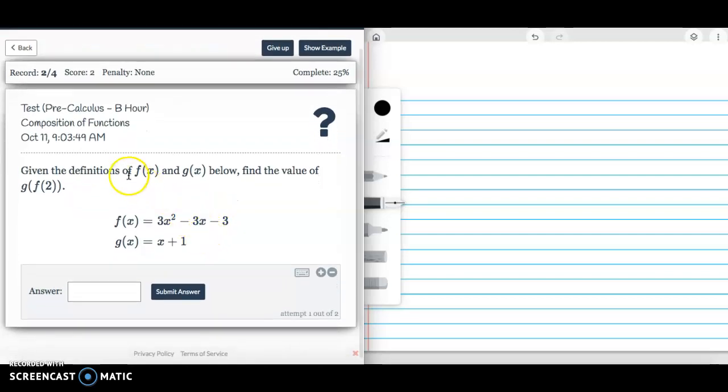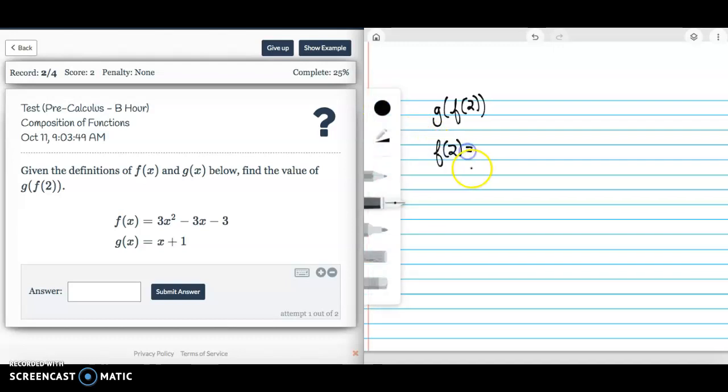So it says, given the definitions of f of x and g of x below, find the value of g of f of 2. So I'm going to find g of f of 2. And I'm going to start with the inside, so I'm going to start with f of 2, which would equal 3 times 2 squared minus 3 times 2 minus 3. So let's see, 2 squared is 4, so we got 3 times 4 minus 6 minus 3. 12 minus 6 minus 3 would give me, 12 minus 6 is 6, 6 minus 3 is 3.